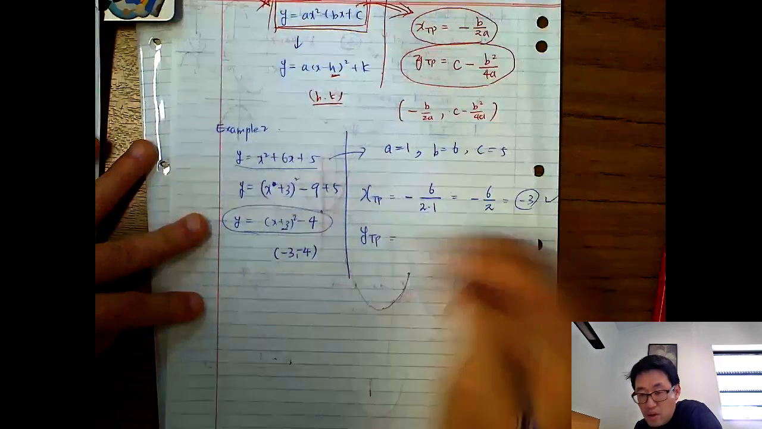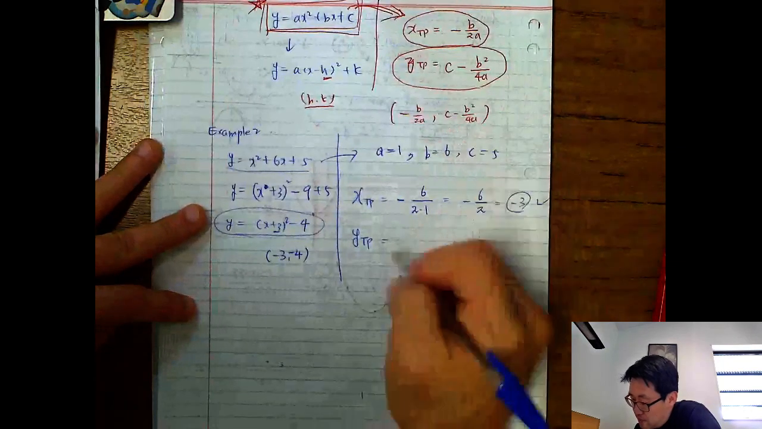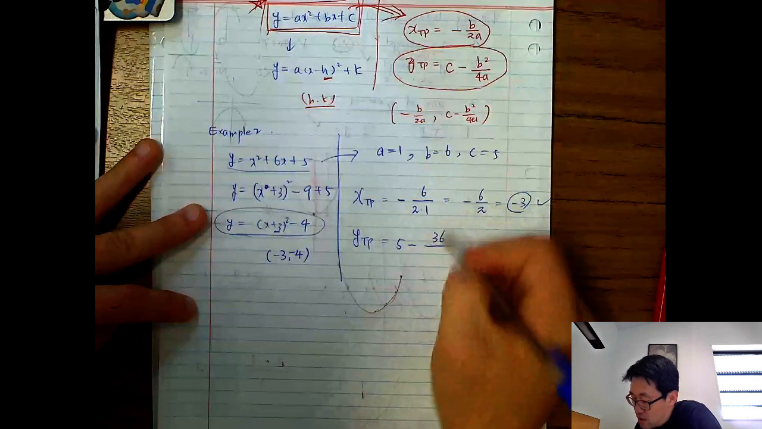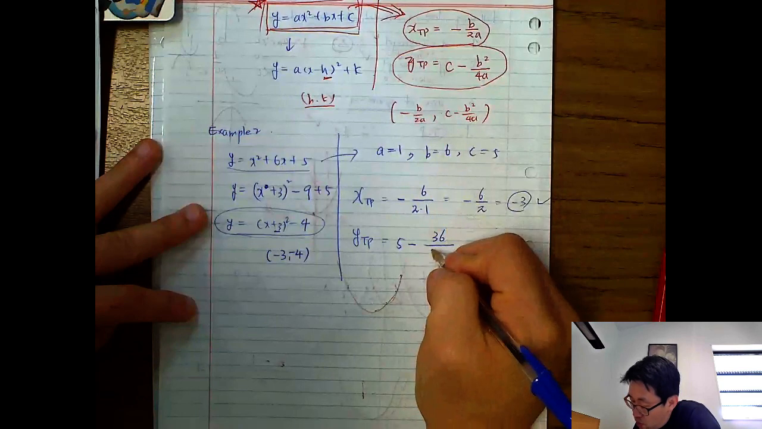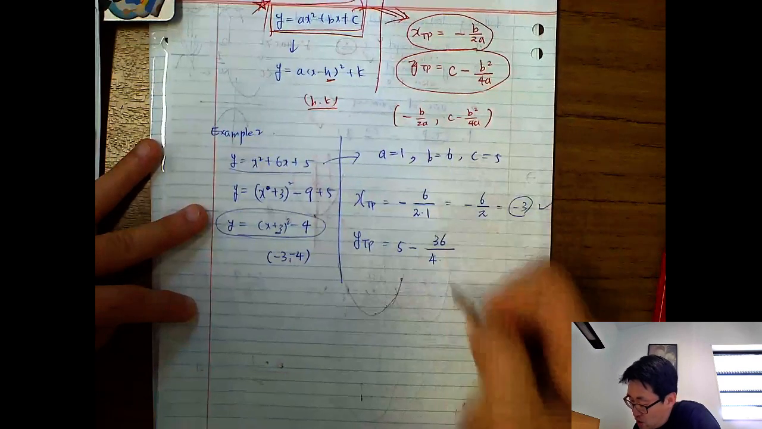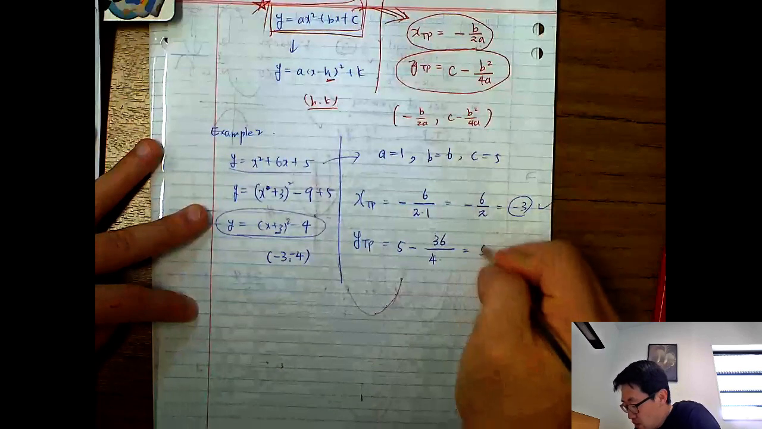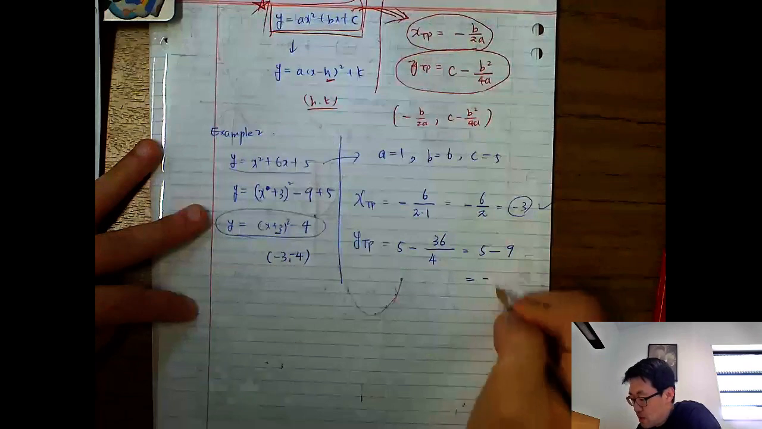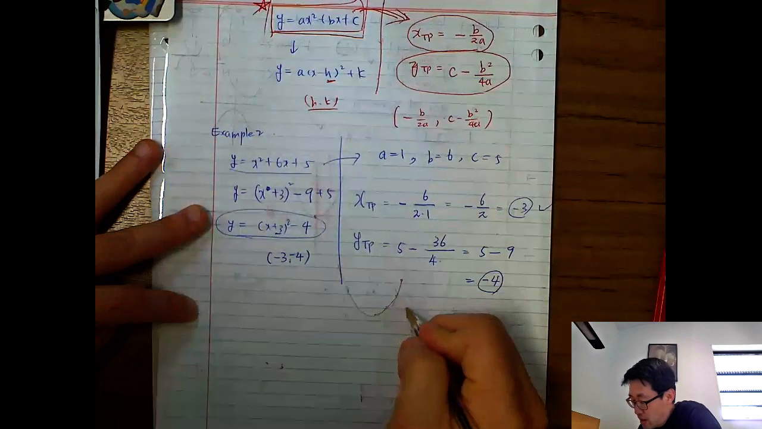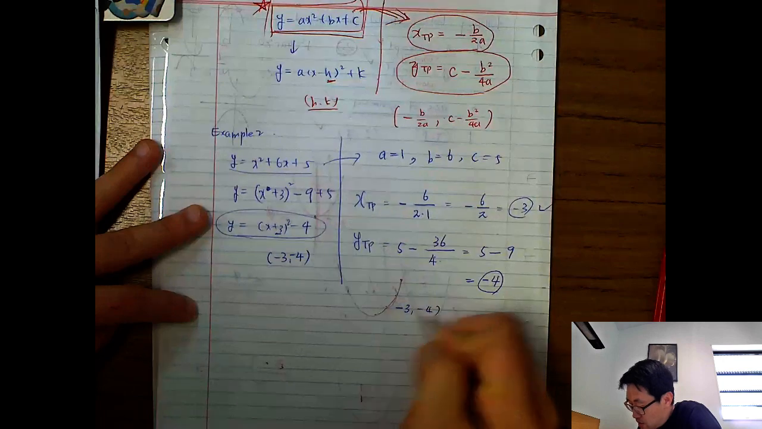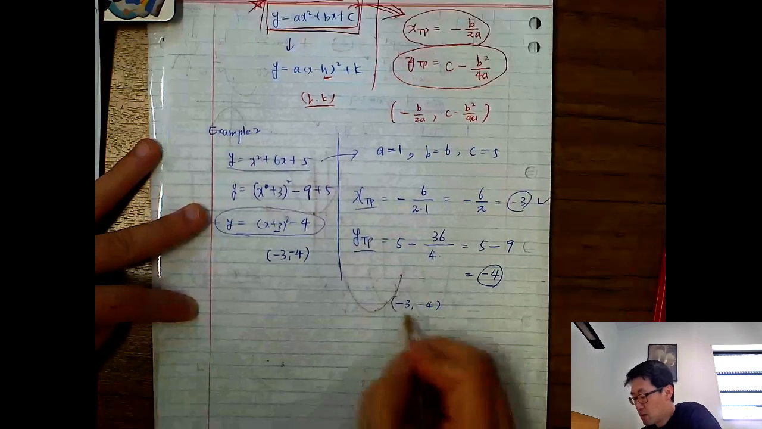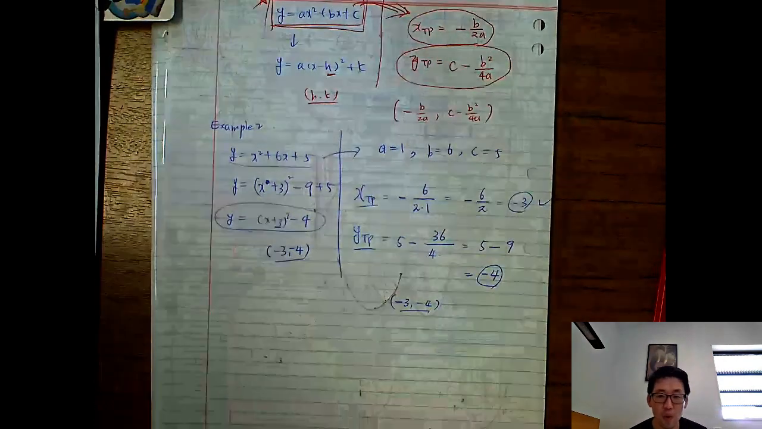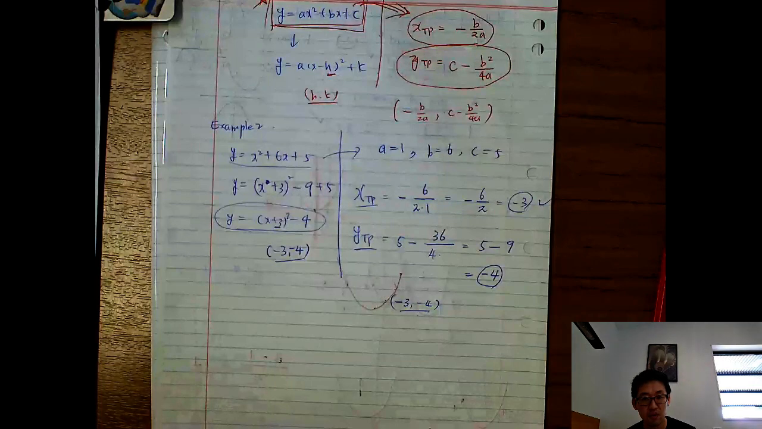Y turning point equals, still using the same thing, C minus B squared over 4 times A, where A is 1, which is 4. So 5 minus 9, isn't it? Minus 4. So I have minus 3, minus 4. Turning point x and y. So I get exactly the same answer. Whatever works. No, it's not really difficult.